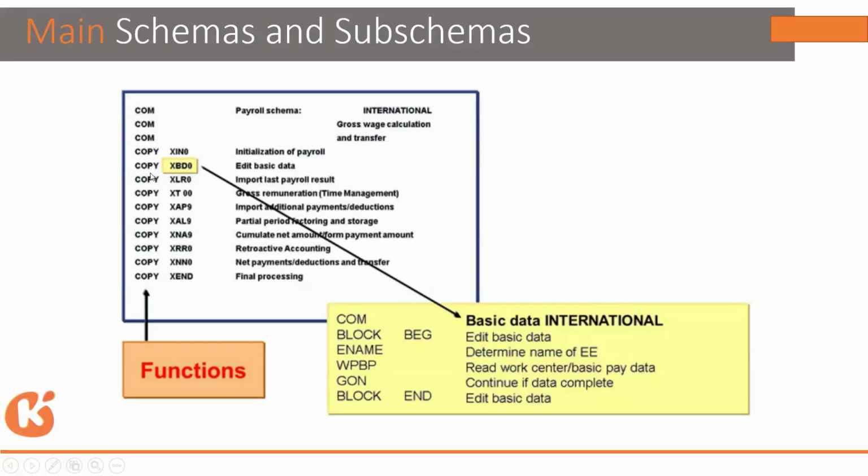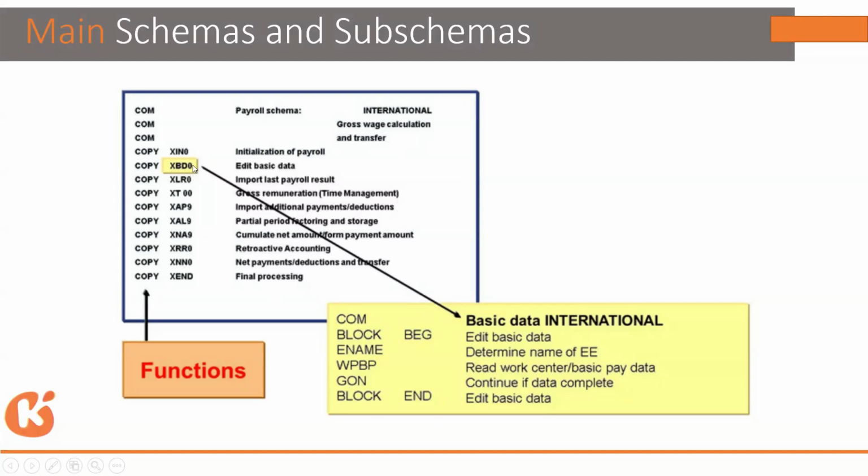Here you can see your COPY, and inside your COPY you will see all these sections. Next to the COPY it will always be the subschema. What is the meaning of a subschema? If you double click on this, it will also open. Here you can see XBD0, which is edit basic data. This is also open.